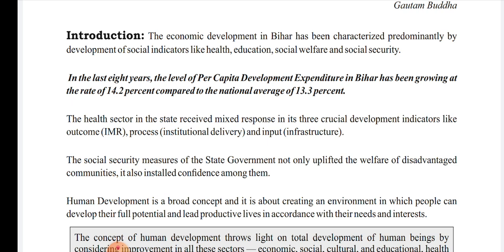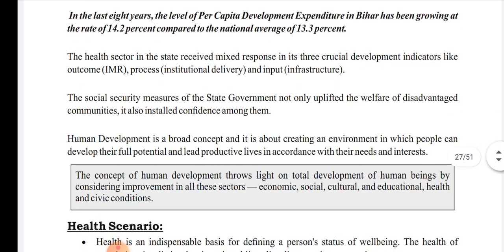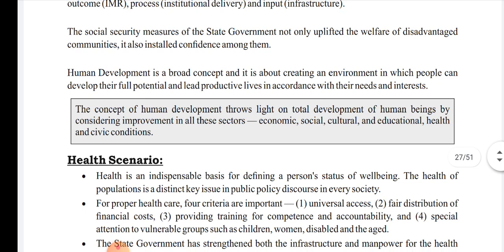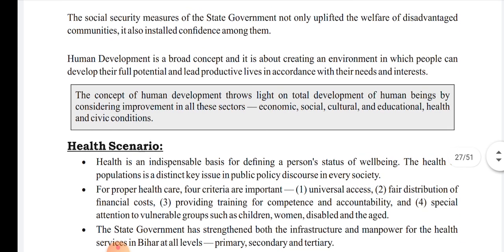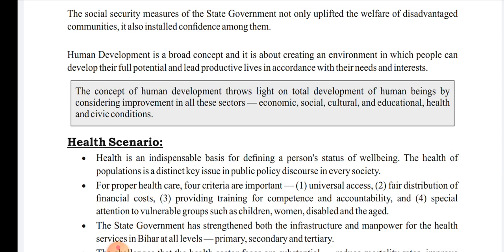Then the health sector in the state received a mixed response in three crucial development outcomes, that is IMR, institutional deliveries, and infrastructure. IMR stands for infant mortality rate. These are important points which you can go through. The box says that the concept of human development throws light on the total development of human beings by considering improvement in economic, social, cultural, educational, health and civic conditions. These important sectors will be dealt with here vis-a-vis what is given in the Economic Survey of Bihar.